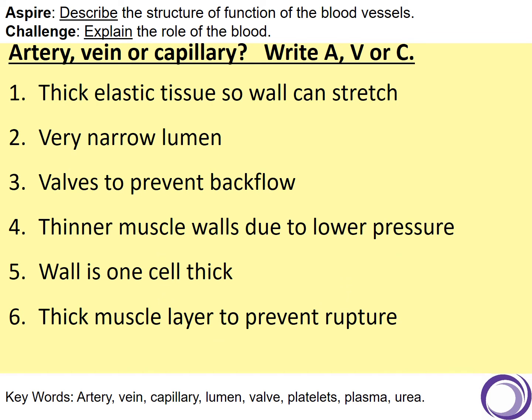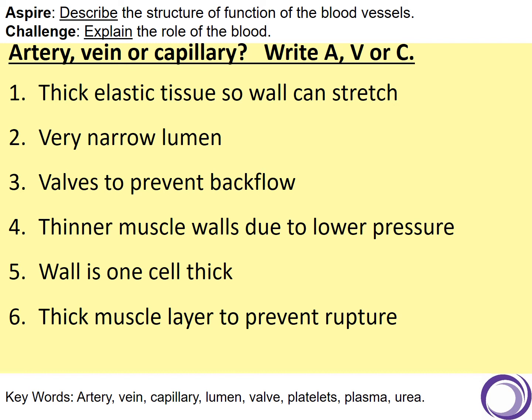Here's a quick progress checker. So I just want you to have a look. You can do this on a whiteboard, or you can do it on a scrap piece of paper. Just number 1, 2, 3, 4, 5, 6, and then write if it's A for artery, V for vein, or C for capillary.